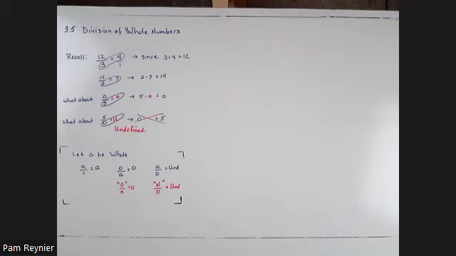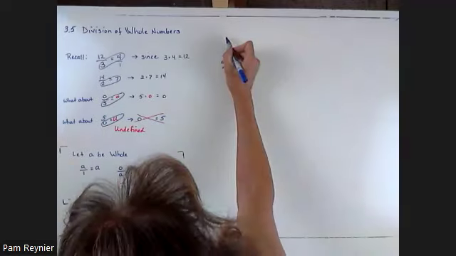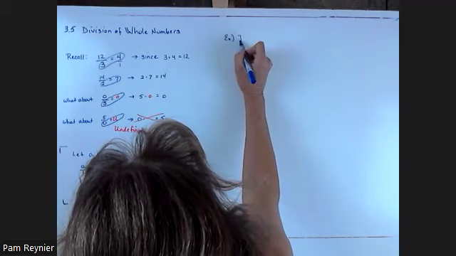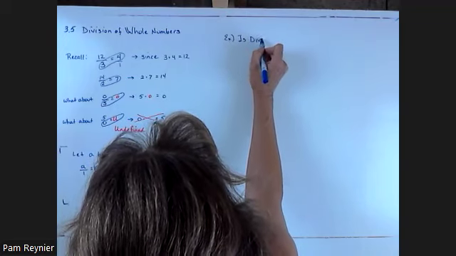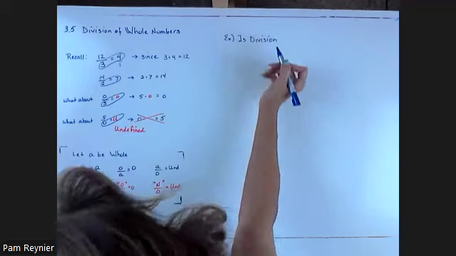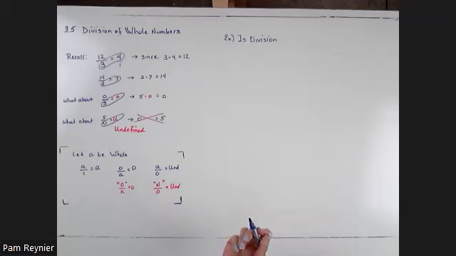We've talked about the closure property of addition. We've talked about the closure property of multiplication. So is division of whole numbers closed?